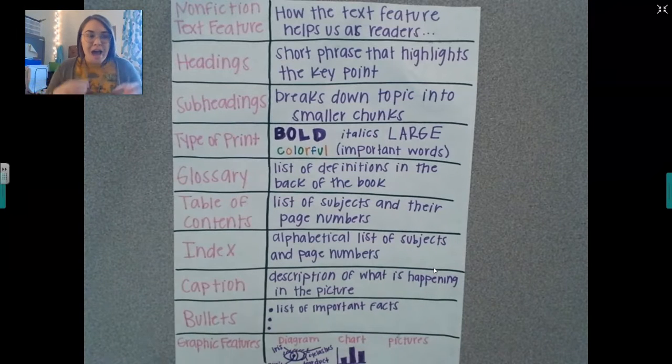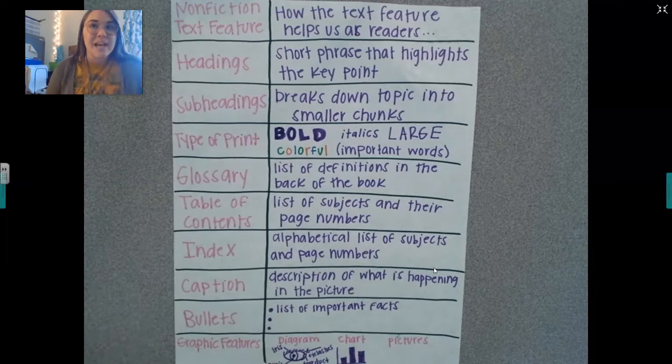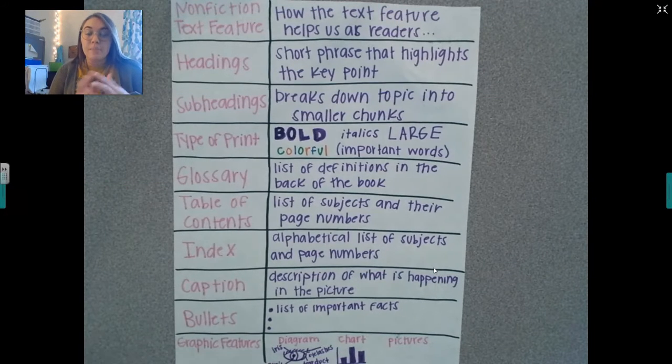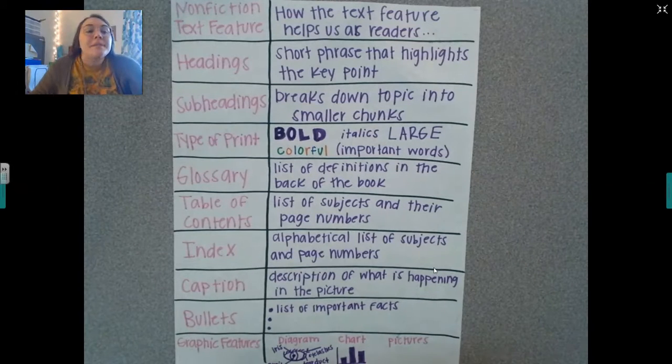So I'm going to jog your memory. I've taught this lesson several times, but I'm going to jog your memory on the different types of text features, their definitions, and then we're going to take a look at a book on Epic, and I'm going to show you what those text features look like. Then for your assignment, you're going to do a scavenger hunt over a book on Epic that I assigned to you, and you are going to fill out that scavenger hunt. So let's go ahead and jog our memory on different types of text features.